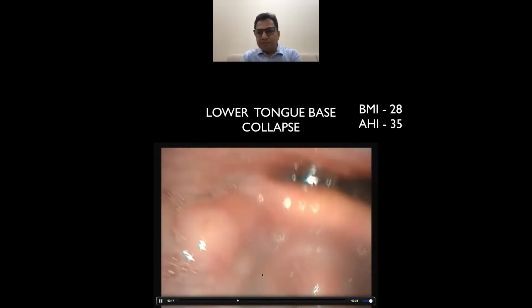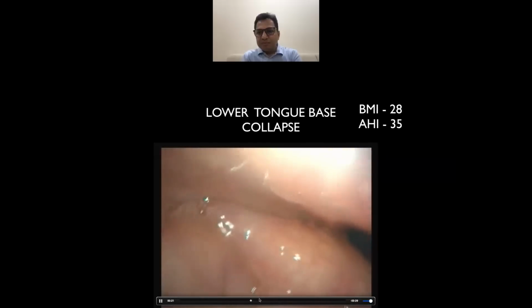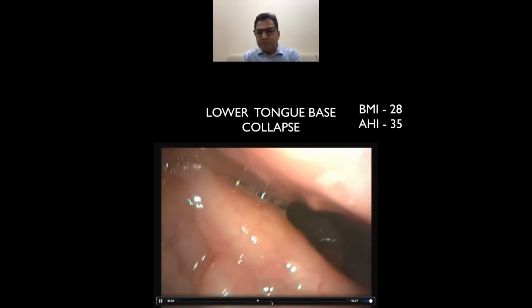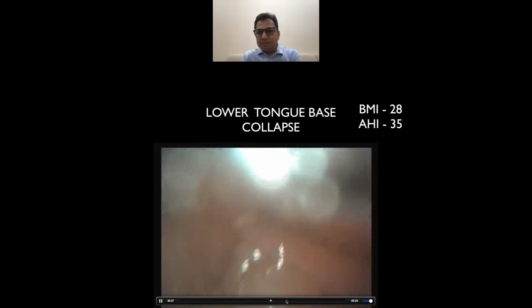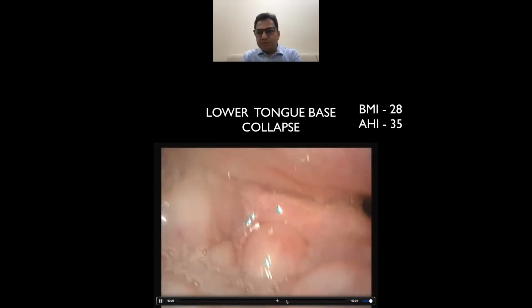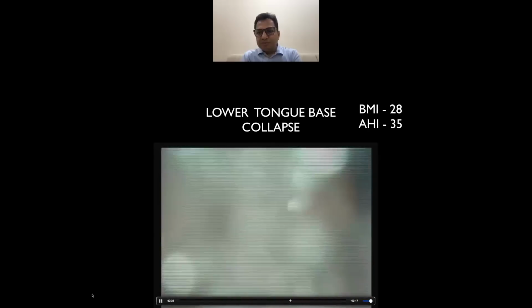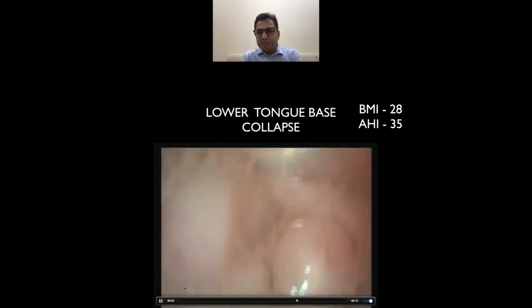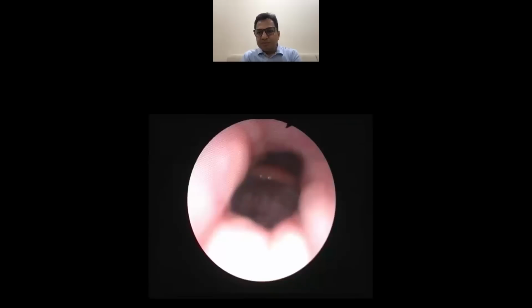Sorry, tip of the foramen cecum to the tip of the epiglottis is the upper base tongue, and from the tip of the epiglottis to the vallecula is the lower base tongue. Now you can see here the collapse is totally of the lower base tongue. Generally, most of the time it is because of the lymphoid tissue, but it can also be because of muscular tissue. So again, that you have to define.